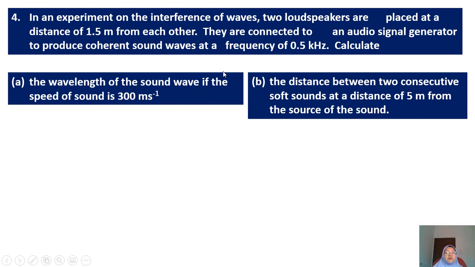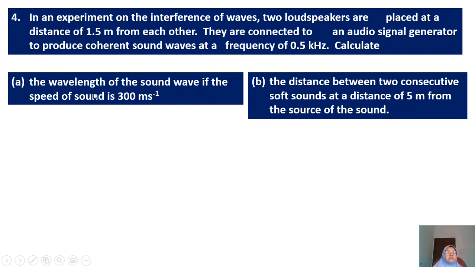Now we move on again to the sound wave. Two loudspeakers are placed at a distance of 1.5 meter from each other. This is a. Connected audio generator frequency is 0.5 kilohertz. Remember, this is kilohertz. First question, the wavelength of the sound wave. What is the value of the wavelength when the speed of sound is 300 meter per second?